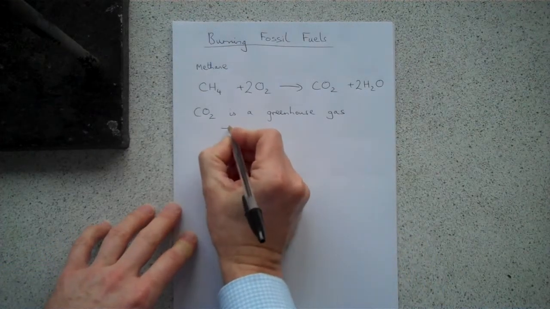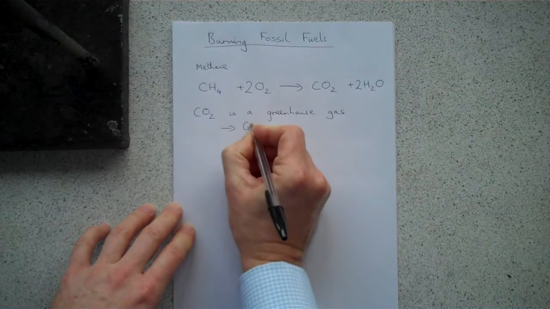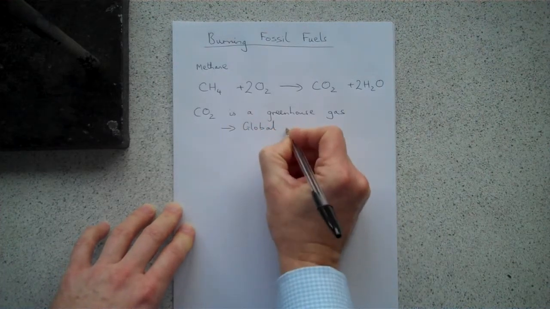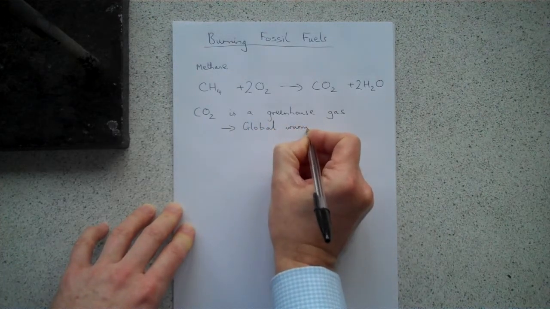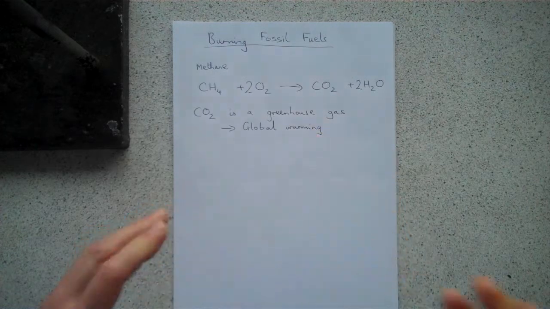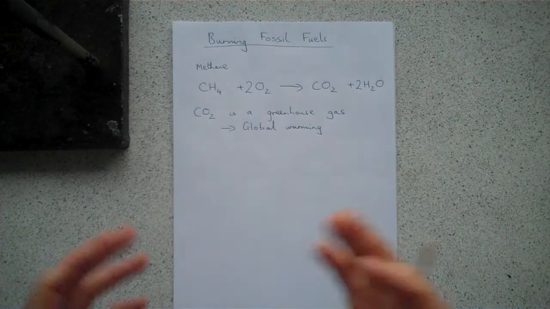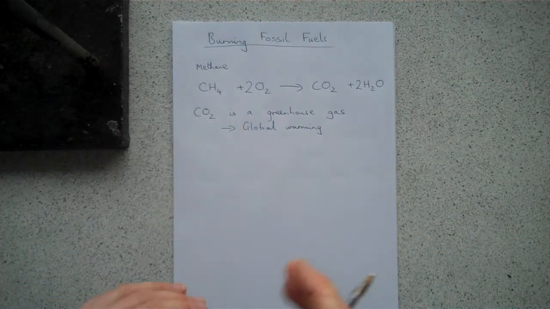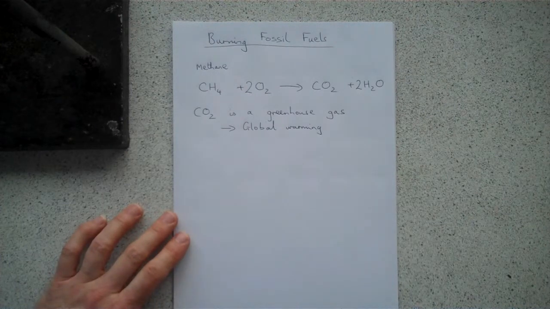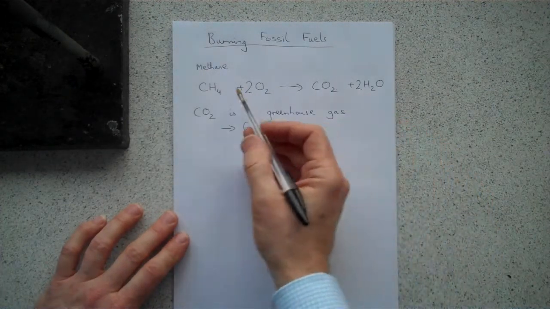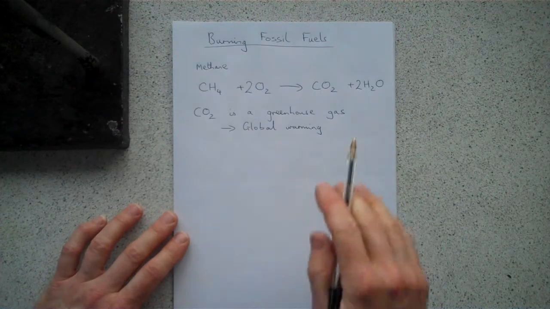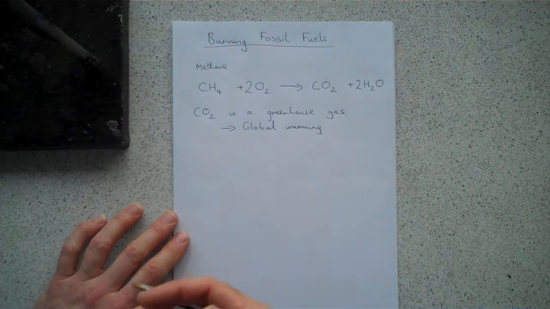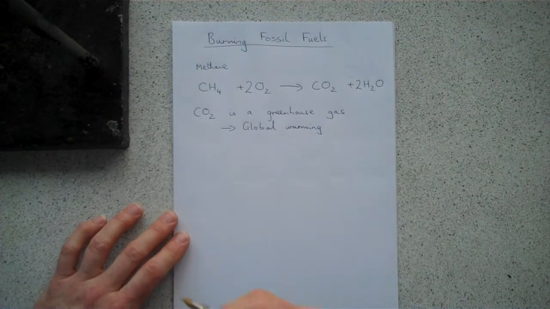And so that's what, in excess, leads to global warming, or climate change, as some scientists prefer to call it these days, because with global warming, parts of the Earth warm up, other bits don't. Okay, so that's the main problem with burning a fossil fuel. Carbon dioxide is being produced in very large quantities. But there are other problems.